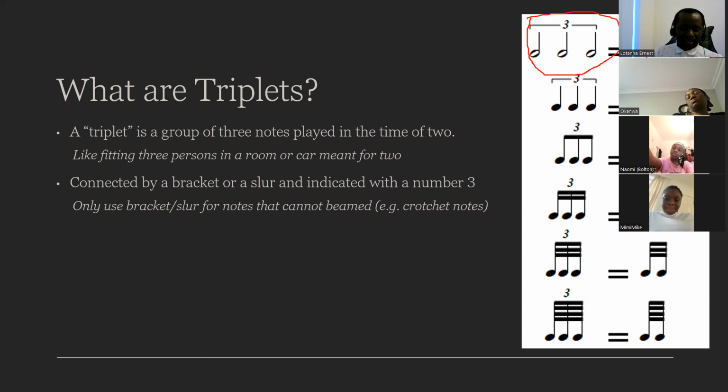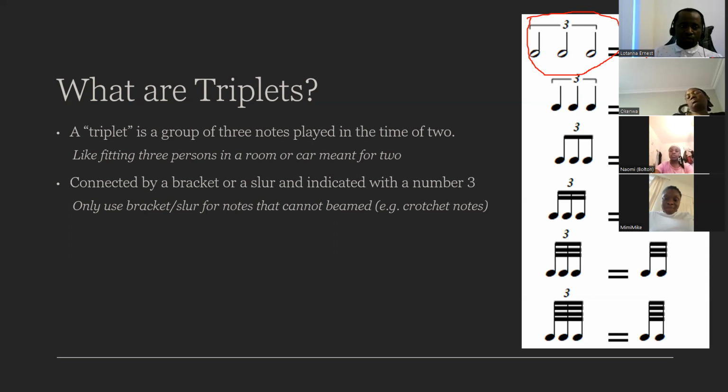So you are not playing 1, 2, 3, no, because that would be 3. So you have to still play 1, 2. So somebody counting 1, 2, and somebody counting triplets will end at the same time. Start at the same time, end at the same time.